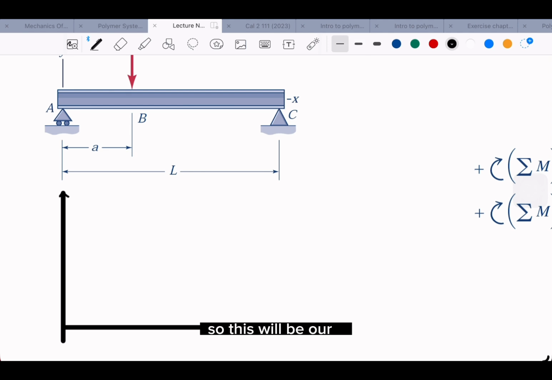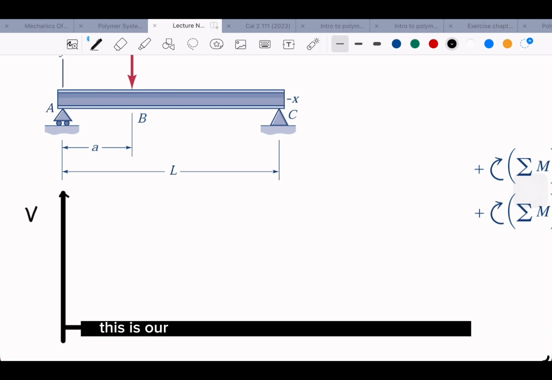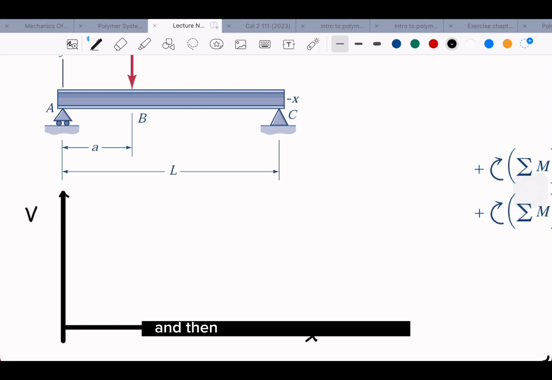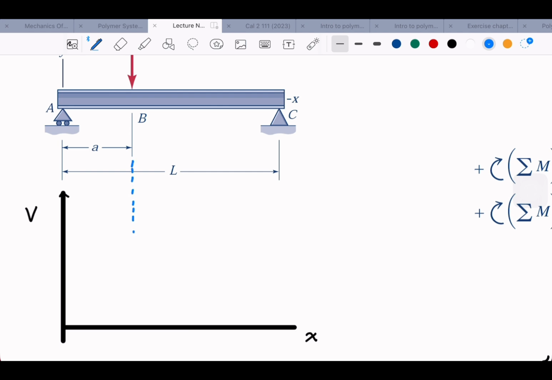So this will be our V. This is our, let's say, X, right? Let's just say X is our distance. And then we take notes on all the possible or important points. Like for example here, at point B, we get force, right? So we can mark it out like that.